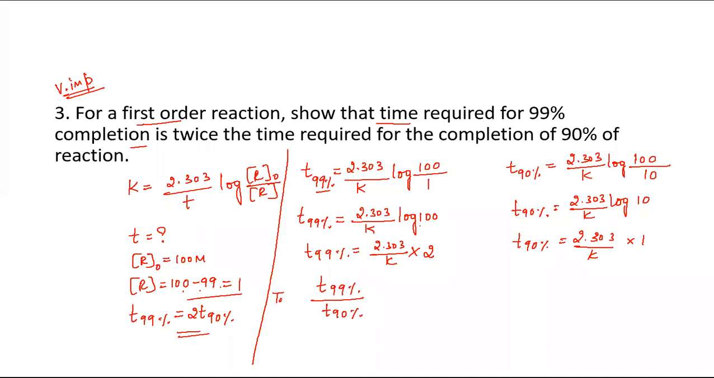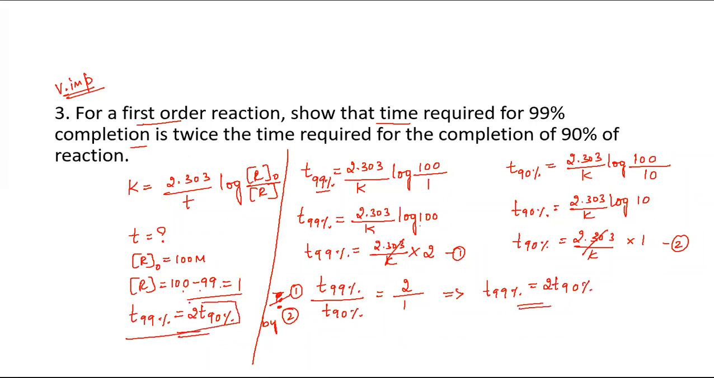Okay, divide, consider this as equation 1 and this as equation 2 now. Okay, divide equation 1 by equation 2. So on the LHS we have the ratio, and on the RHS these values are going to cancel because both are the same, and here it is 2 divided by 1. So what we ultimately get is T99% is equal to 2 into T90%. What we had to prove here, same thing, right? So here also we got the same.